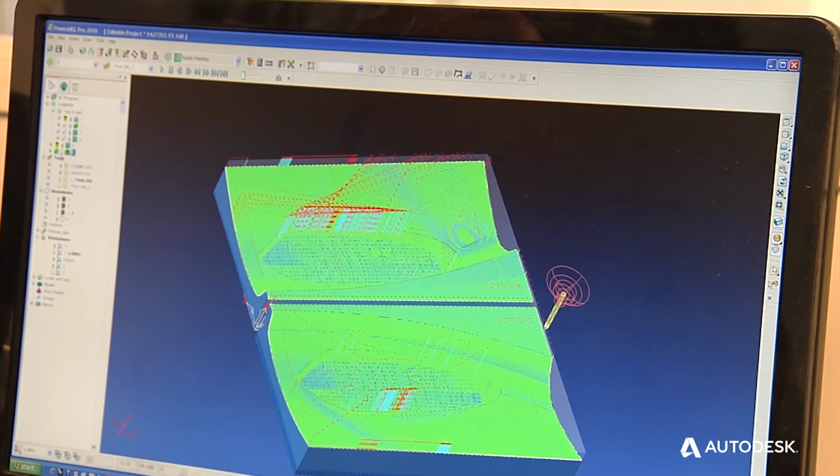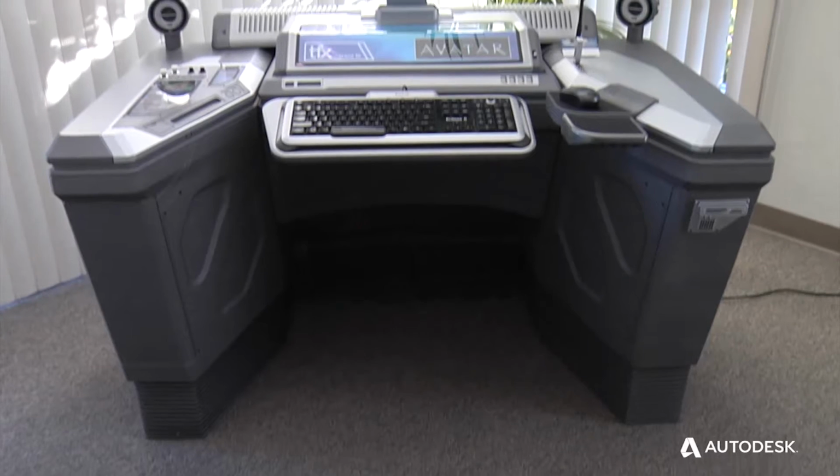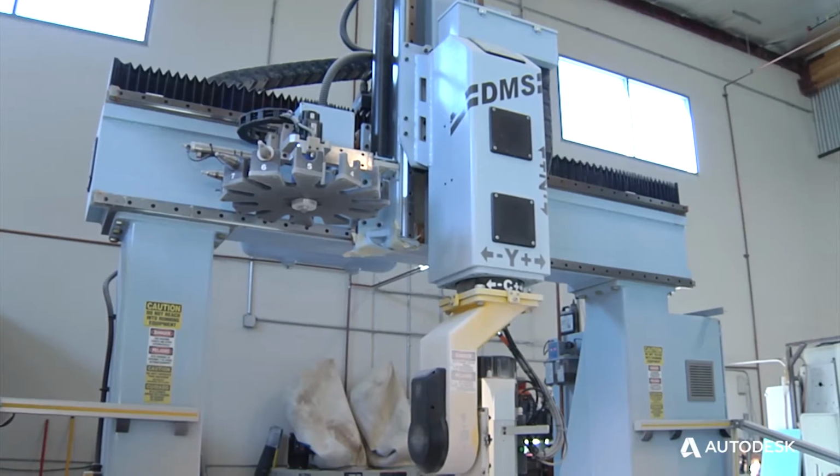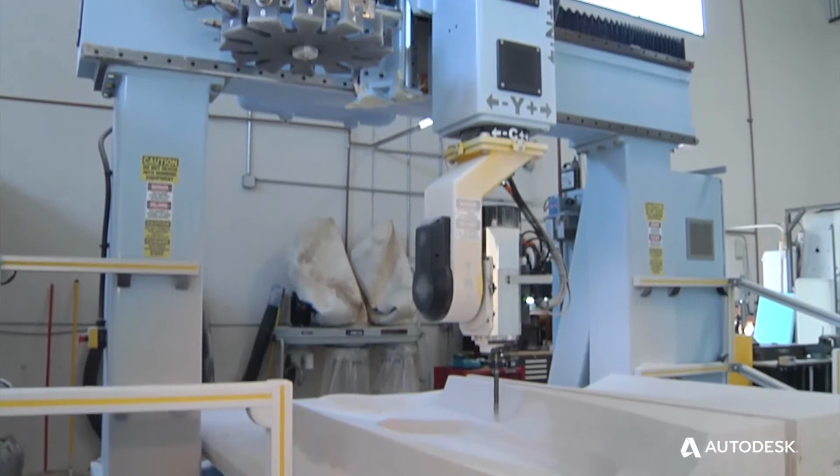I have the best job in the world at the best company in the world. Without PowerMill, we wouldn't be able to do a lot of the stuff that we do. For Avatar, we did the spaceships, all the computers and stuff. We build a variety of things, primarily prototypes for the movie industry, the aerospace industry, and architecture.